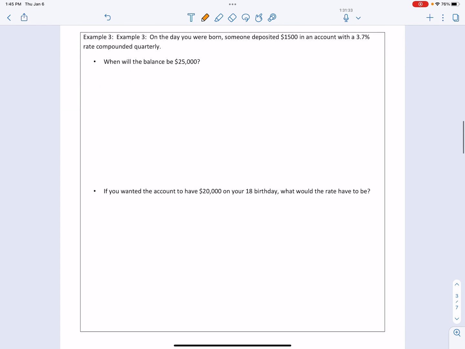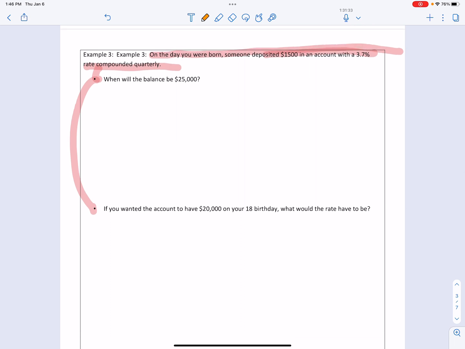Okay, on example 3, this example is to try to help you with the homework. This has just this information, and then it's doing the next 2 questions. So you're using it here, and you're using it here. Kids struggle with this on this homework because you are actually using that same information more than once. So it says on the day you were born, someone deposited $1,500 in the bank at 3.7% compounded quarterly. How long till they make $25,000?